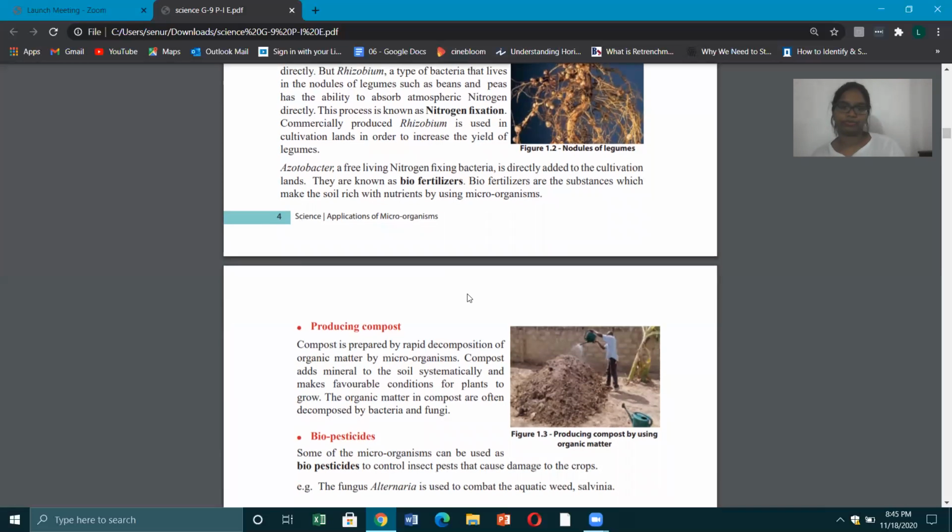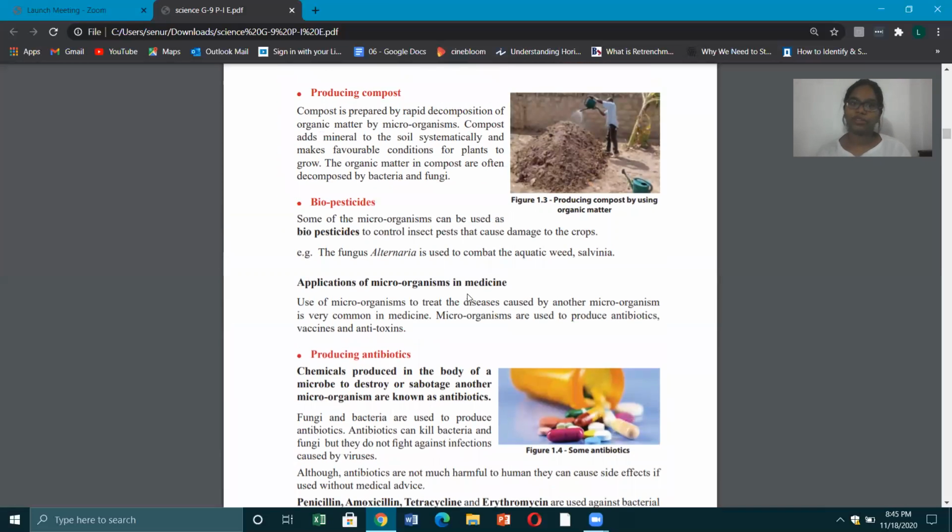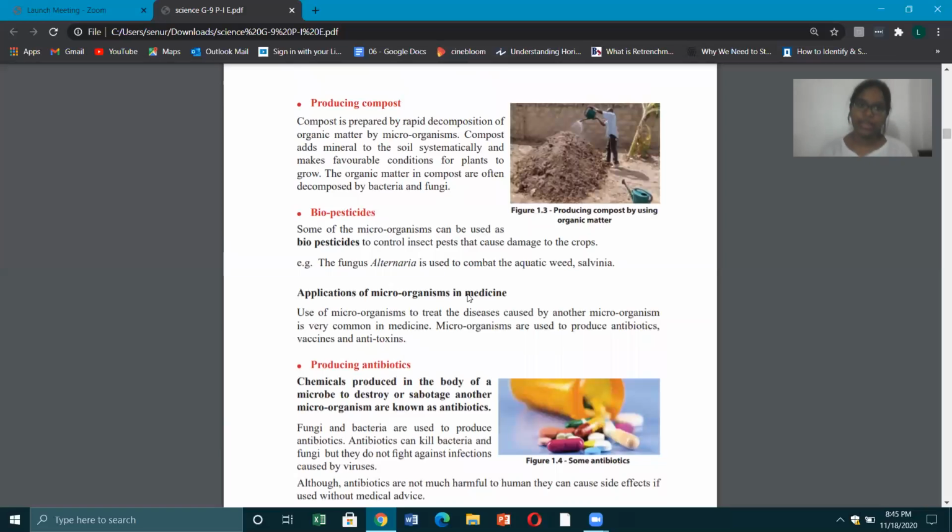Okay, and then we have producing compost, which is really easy. It is prepared by rapid decomposition of organic matter by microorganisms.